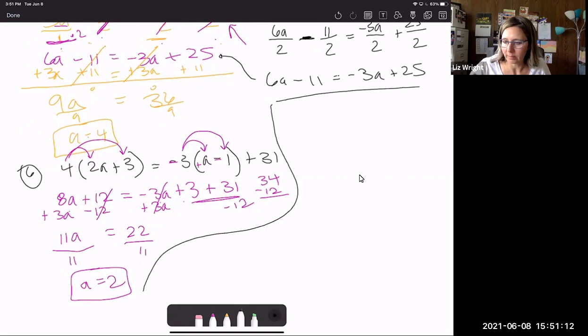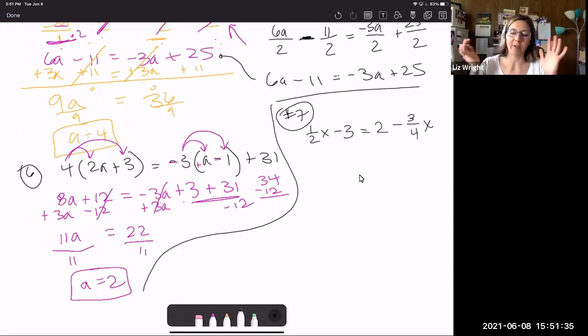Number 7, which is my number 8. All right, here we go. We've got 1/2 x minus 3 equals 2 minus 3/4 x. All right, I want you to try to either get everything with a common denominator right now or eliminate your denominator.